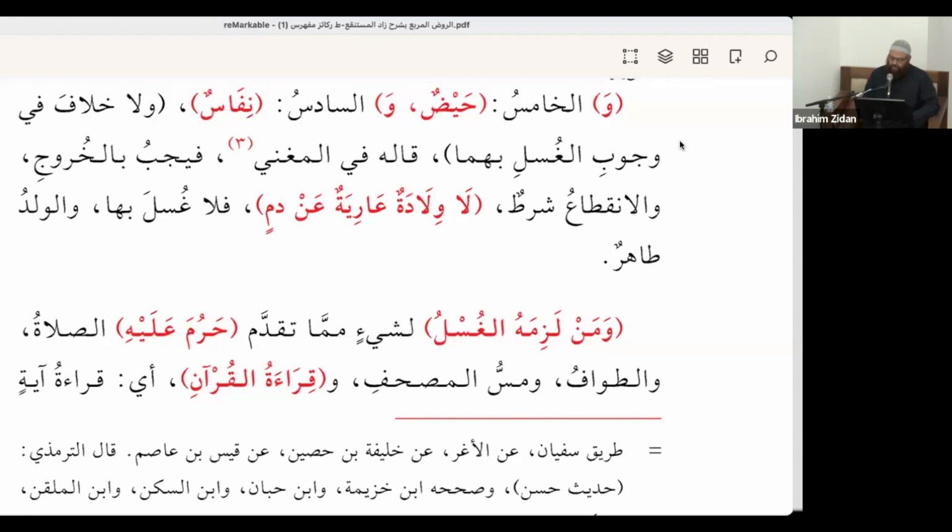So وحيض ونفاس لا ولادة عارية عن دم ومن لزمه الغسل حرم عليه قراءة القرآن ويعبر المسجد لحاجة ولا يلبث فيه بغير وضوء ومن غسل ميتا أو أفاق من جنون أو إغماء بلا حلم سن له الغسل. Then after that he talks about the صفة, how to make the perfect or the complete ghusl.